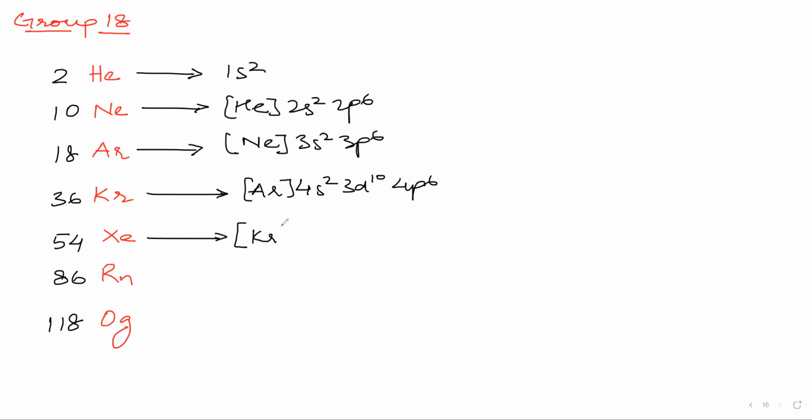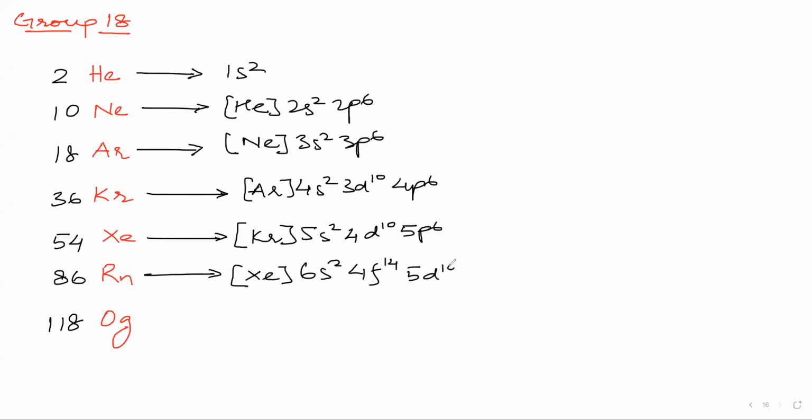For xenon, you will add krypton 5s2 4d10 5p6. For radon, this will be xenon 6s2 4f14 5d10 and 6p6. Don't remember this for the obvious one. If you want to write it, then you can write it.